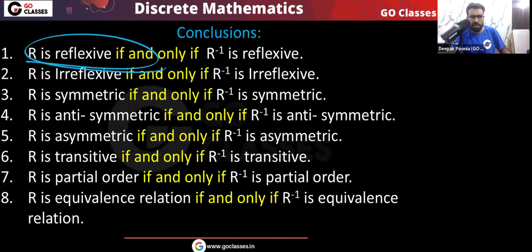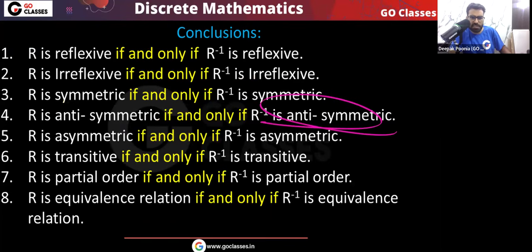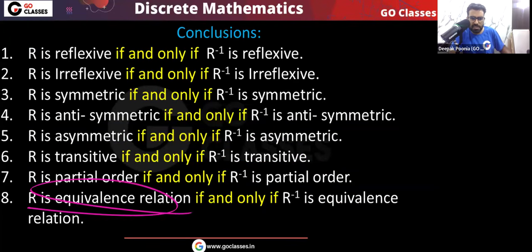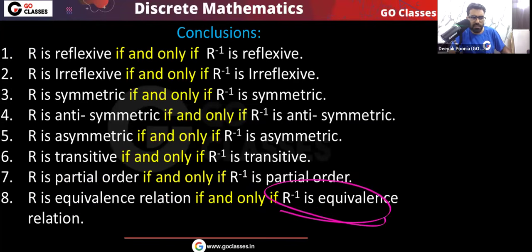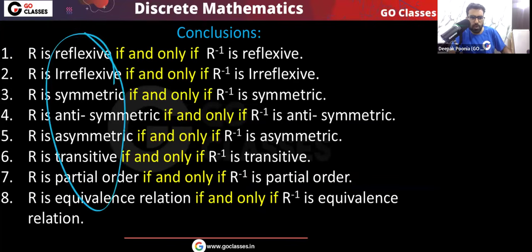R is reflexive if and only if R inverse is reflexive. R is irreflexive if and only if R inverse is irreflexive. R is symmetric if and only if R inverse is symmetric. R is antisymmetric if and only if R inverse is antisymmetric. R is asymmetric if and only if R inverse is asymmetric. R is transitive if and only if R inverse is transitive. R is a partial order if and only if R inverse is a partial order. R is an equivalence relation if and only if R inverse is an equivalence relation. All these properties are preserved by inverse. Very simple, very interesting. I hope you understood.